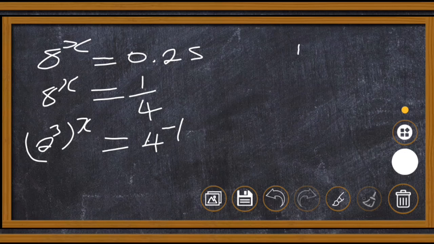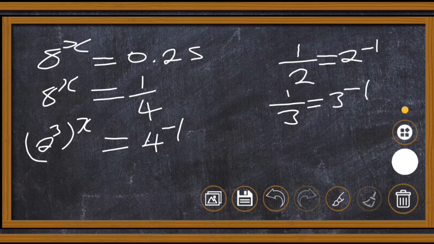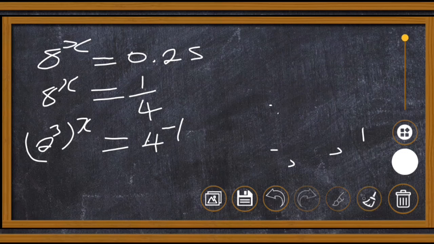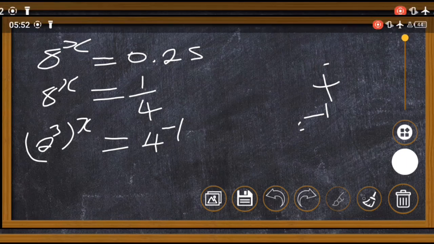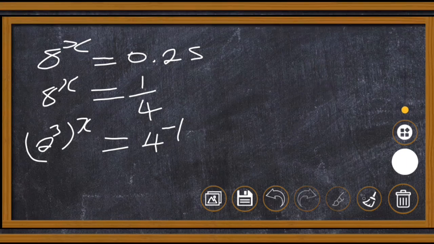Whenever you have a fraction and the numerator is 1, let's say 1 over 2, this is the same as 2 power negative 1. Let's say you have 1 over 3, this is the same as 3 power negative 1. Let's say you have 1 over 5, this is the same as 5 power negative 1. Hopefully you have seen the pattern that is forming there. So if you have 1 over 4, this is the same as 4 power negative 1. So this is how this came about from that concept that I have just explained.